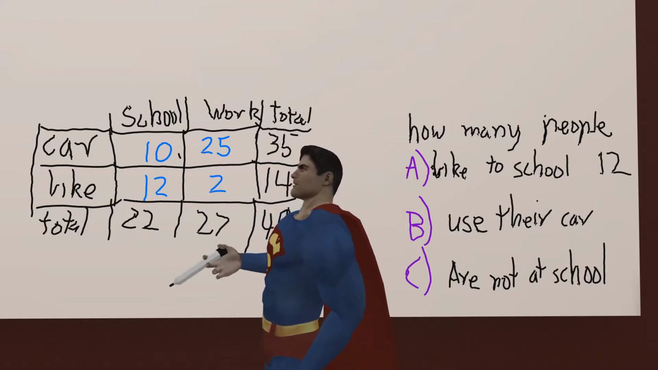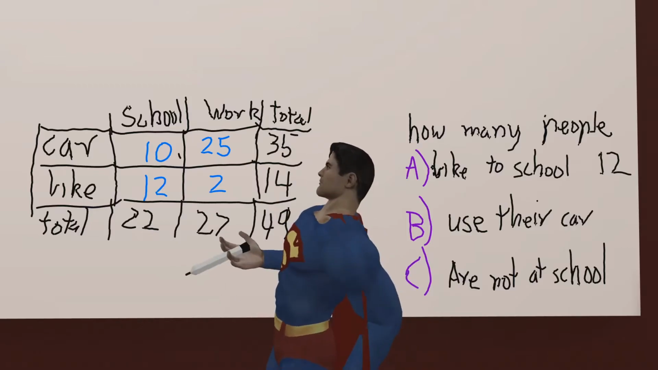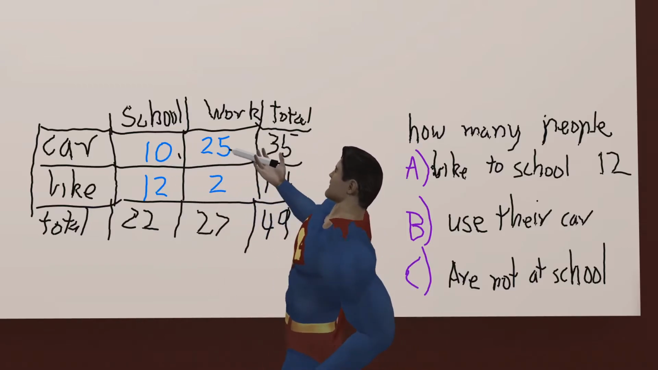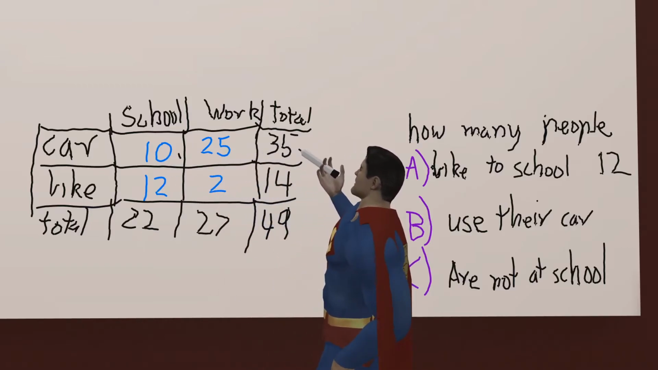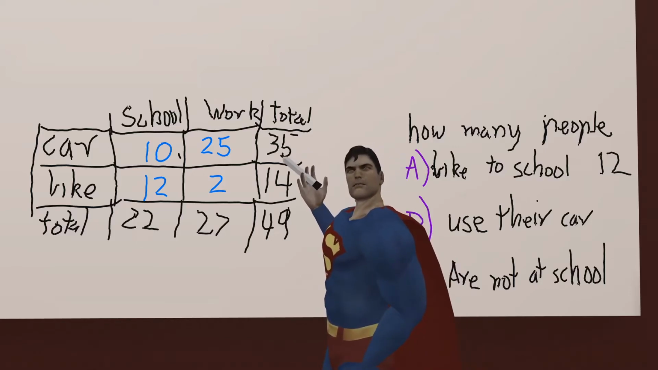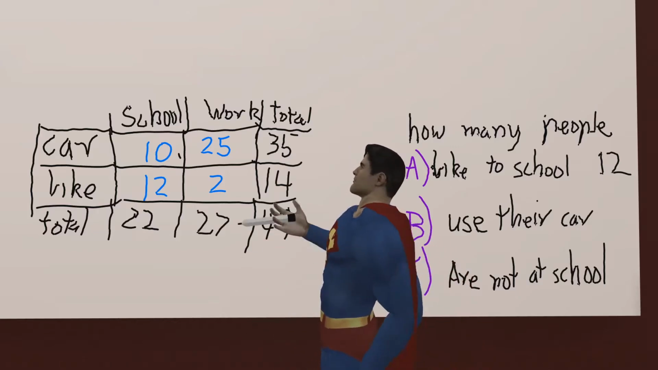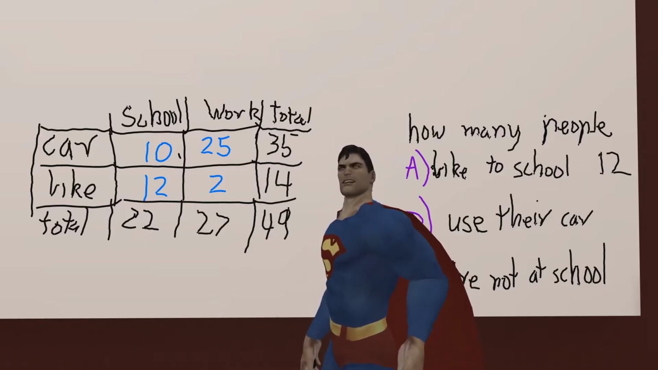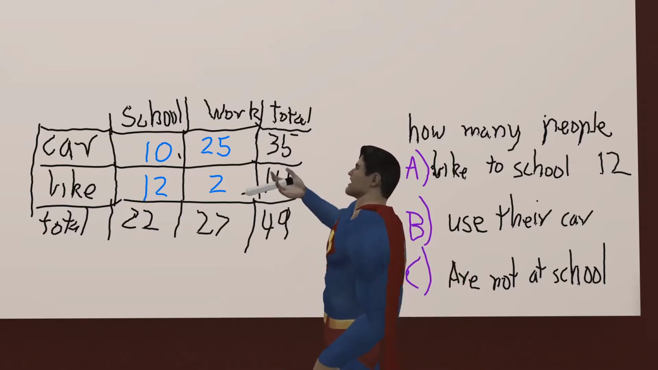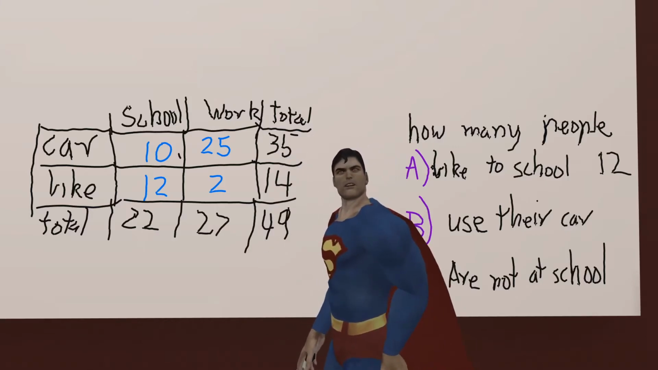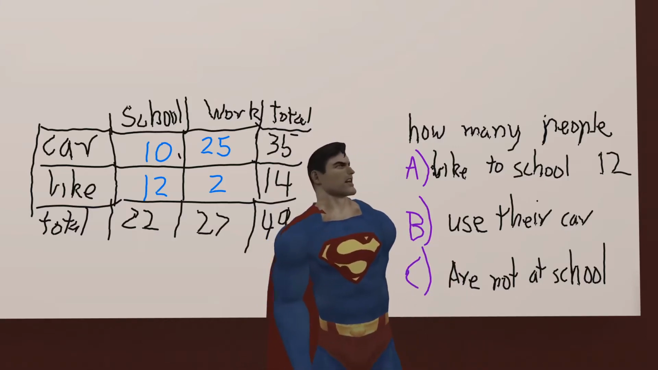So the amount of people that use their car. Well, we know from this two-way table that the total number of people that use their car is 35. So the answer is going to be 35 because we're only looking at the people who use their car. So let's write that in.